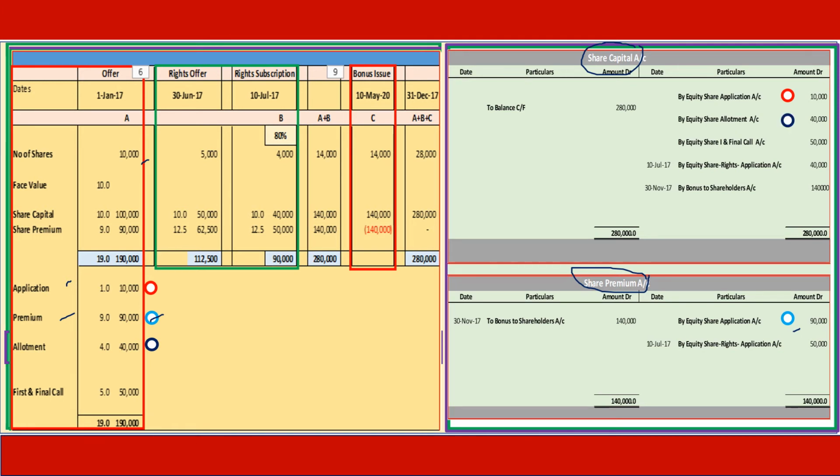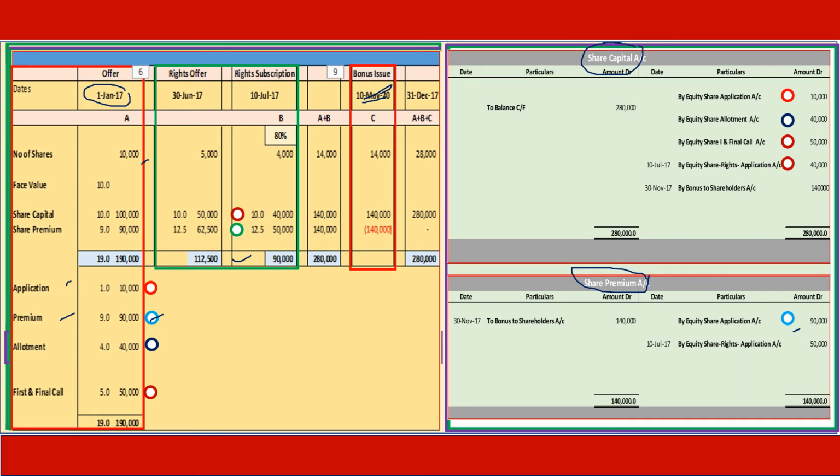This should go to share capital account to the credit. We transfer it to the credit of share capital account 40,000. We have received first and final call 50,000 which goes to share capital account. With that, the initial offer of 1st January is taken care of. Subsequent to that, we have taken the rights offer. We will be passing entry for 90,000 that we received. We received capital of 40,000.